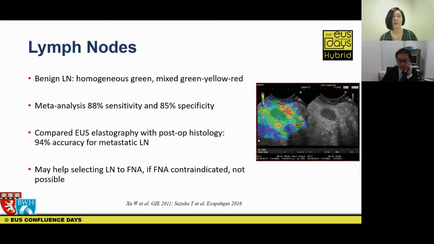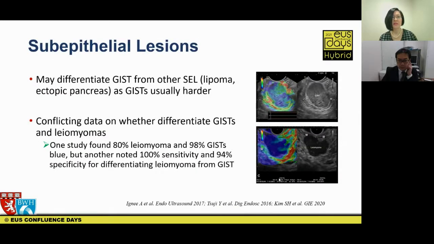For example, when you're doing esophageal cancer staging and there's many lymph nodes, you can certainly do elastography and then try to target your biopsy to the stiffer lymph nodes. And also helpful if you just cannot do FNA for some reason. In subepithelial lesions, it may be helpful in differentiating GIST from other softer subepithelial lesions.